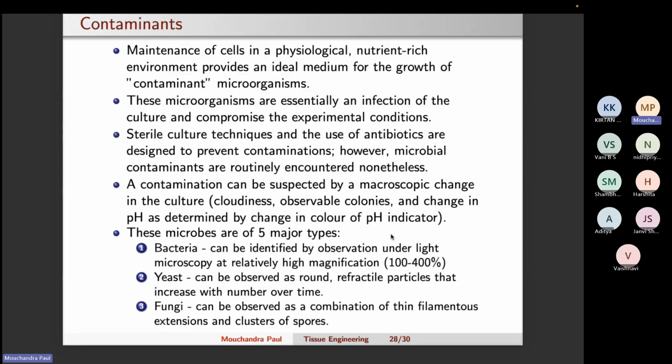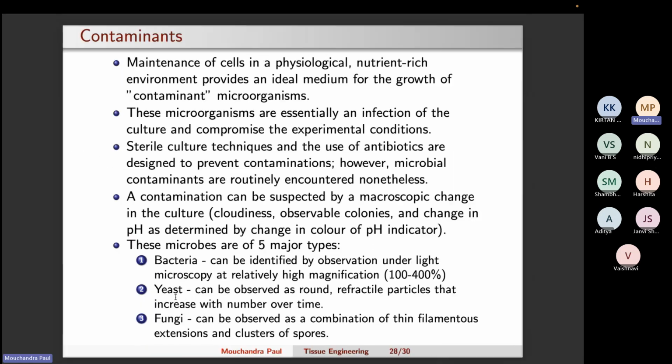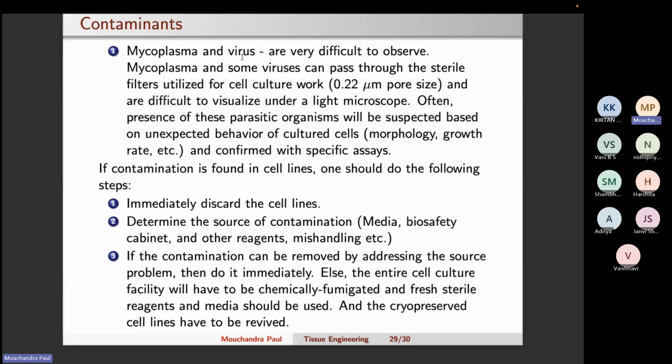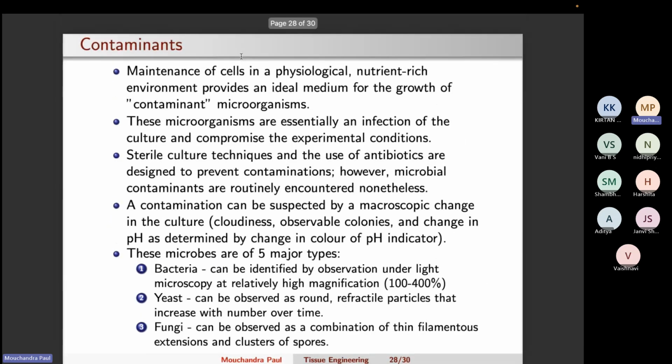Now, the last topic in this discussion is contamination. In the air, in the water, and you are also a source of contamination. Contamination can be of many types. It can be microbial, meaning bacterial, yeast, fungi, or mycoplasma and virus contamination. These four types of contaminants are frequently observed when you're working with cells.